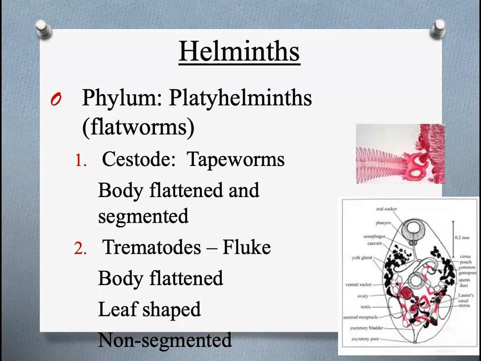So there are two categories of flatworms, the cestodes and the trematodes. Remember, the cestodes are also known as the tapeworms, and they have segmented bodies. They're flattened with segmented bodies. Remember, I referred to the piece of Scotch tape and the different proglottids. Then the trematodes are also known as the flukes. They have flattened bodies and they have leaf-shaped cross sections. They are non-segmented.